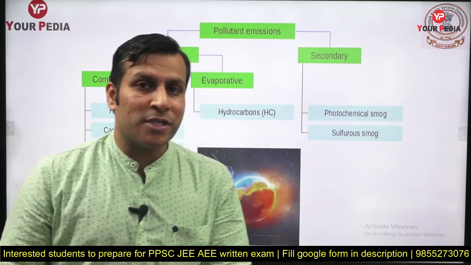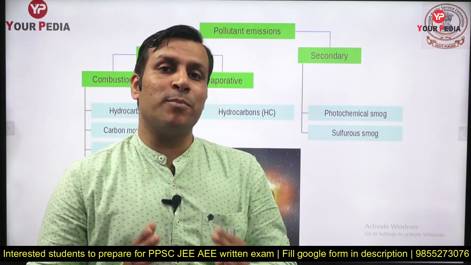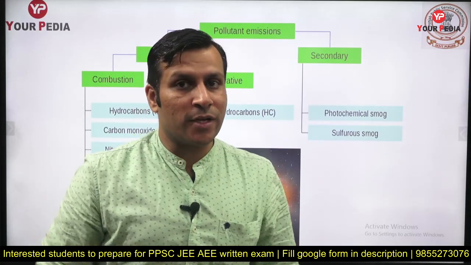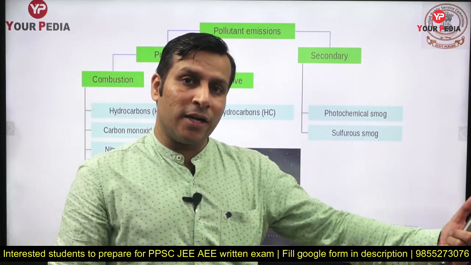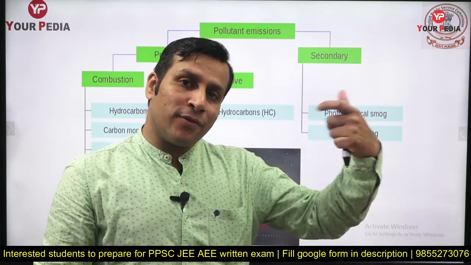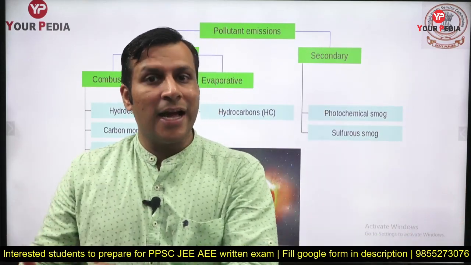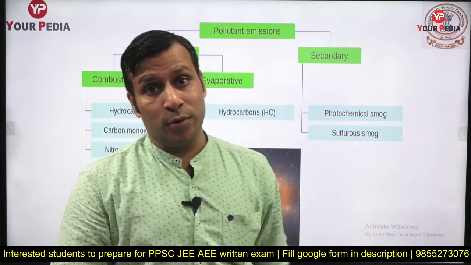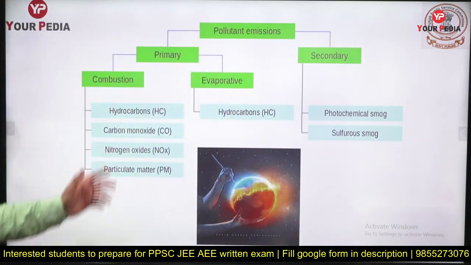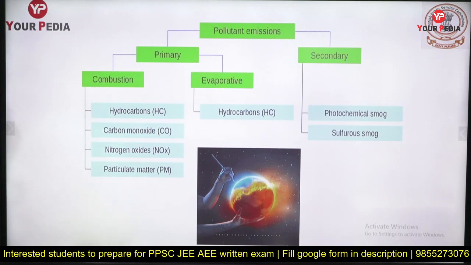So primary pollutant emission is the emission caused by pollutants directly coming out from the source, and when those pollutants come out into the air and further combine and react and cause some kind of pollution, that is known as secondary pollutant emission. This is a brief categorization.